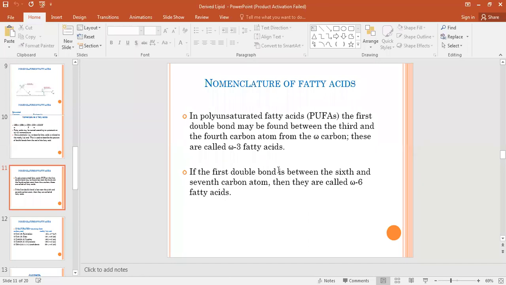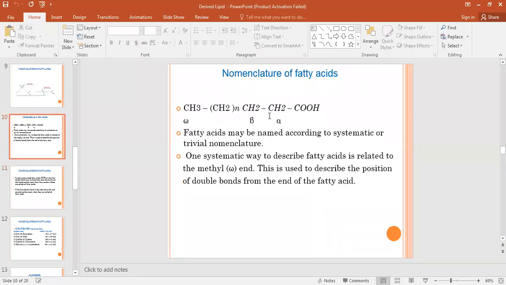If the first double bond is between the 6th and 7th carbon atom, then they are called omega-6 fatty acids. Now I repeat this nomenclature of the fatty acid. In every fatty acid, there is one end that is the carboxylic end and the other is the methyl end.